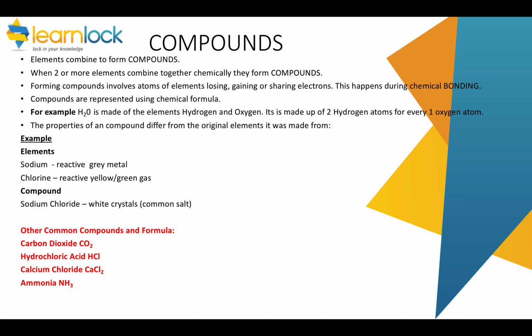The properties of a compound differ from the original elements it was made from. Say for example we take the compound sodium chloride. Sodium chloride is most commonly called common salt and it's white crystals. But it's actually made from the elements sodium, which is a really reactive grey metal, and chlorine, which is a poisonous, dangerous gas. But when they join to make sodium chloride, they no longer have the properties of the elements they came from. They now have new properties because it's a new compound.